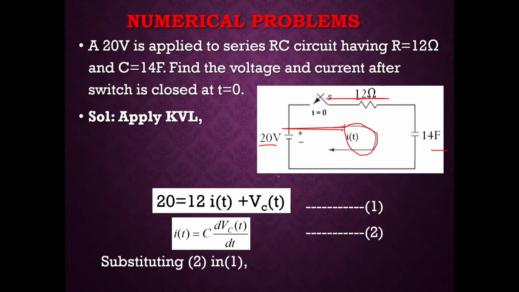For the response i of t, let us assume the switch is closed at t equal to 0. Now apply KVL. If you apply KVL, what do you get? 20 equal to 12 into i of t, that is resistance R into i of t, plus the voltage across the capacitor, which I have simply written as Vc of t. What is the current through the capacitor? i of t equal to C into d by dt of Vc of t. Whatever pattern we followed for theory, the same pattern I am going to follow for solving the numerical problems. If any concurrent viewer is there, they can write it down.